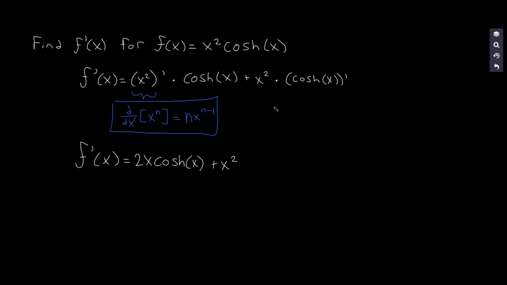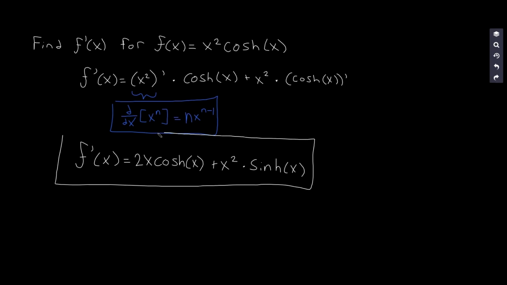And then we need to find the derivative of cosh of x. And if you remember from before, the derivative of cosh of x is always going to be sinh of x. We call it sinh in my class. So we'll do times sinh of x. That means that this is going to be our answer to finding the derivative of f of x equaling x squared cosh of x.